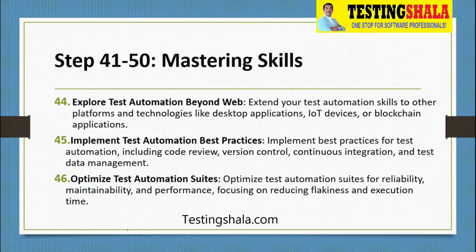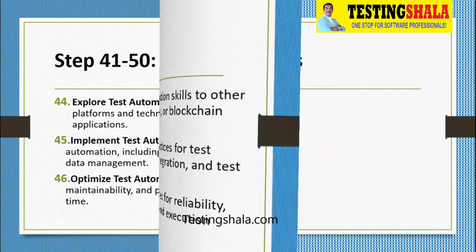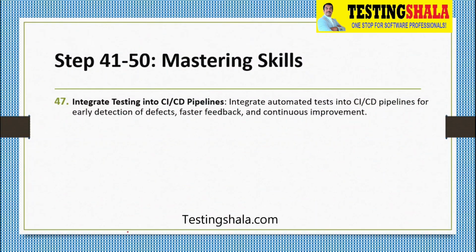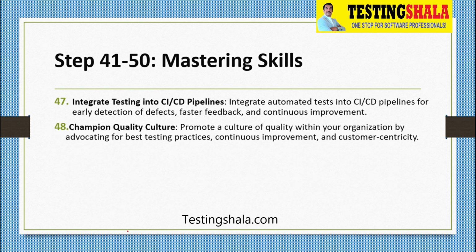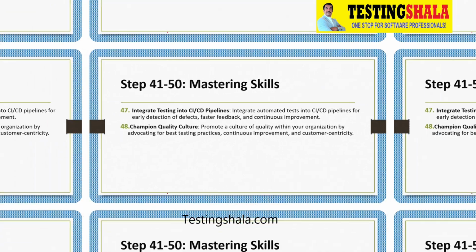And the next aspect is integrating testing into the continuous integration, continuous delivery pipeline is key, and you should learn those master skills from an end-to-end perspective. And the 48th is you should always create a quality champion culture, where we promote a culture of quality within your organization by advocating for the best testing practices, continuous improvement, and customer centricity.